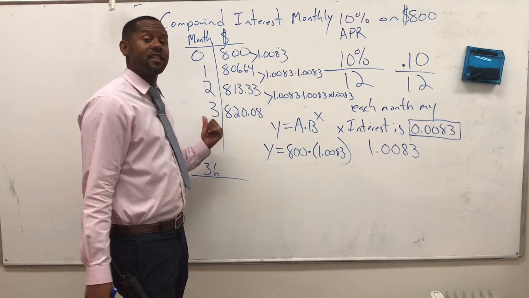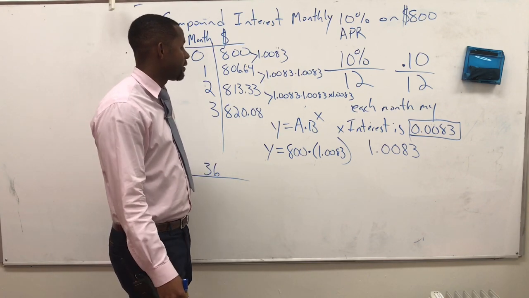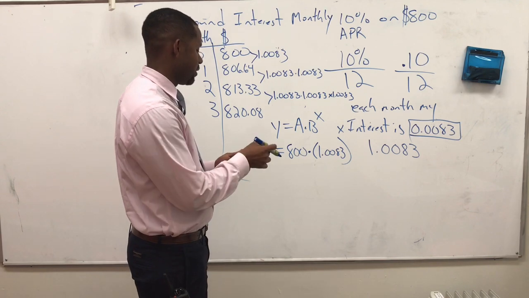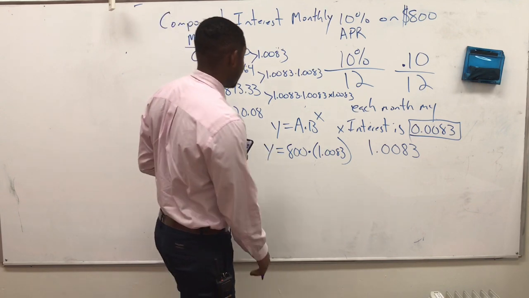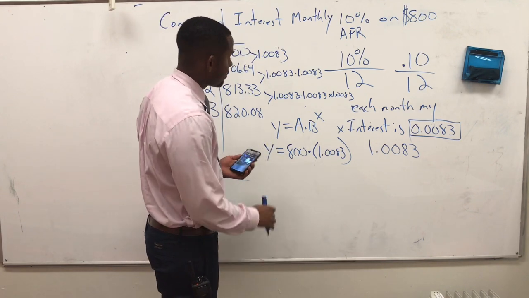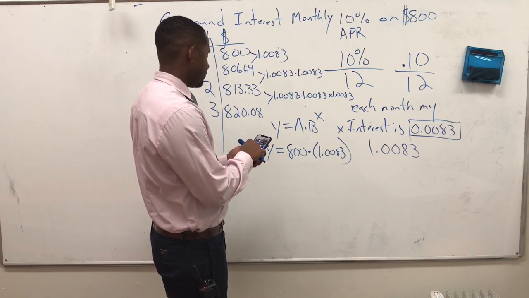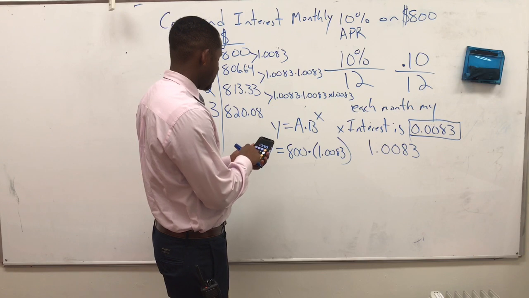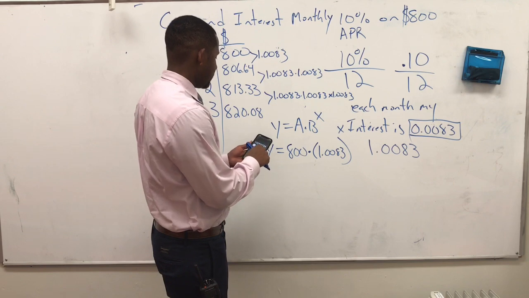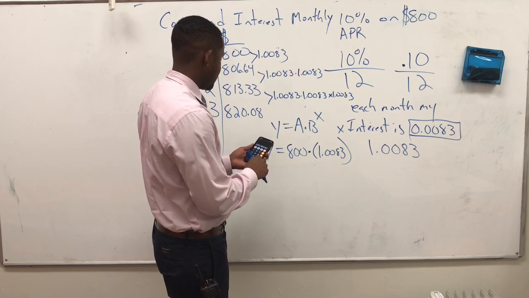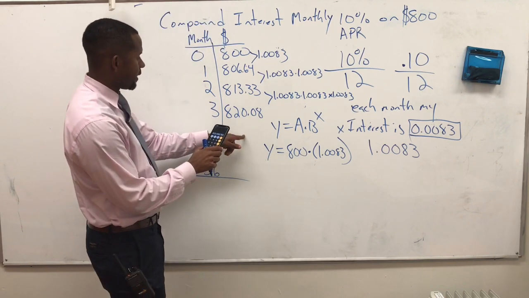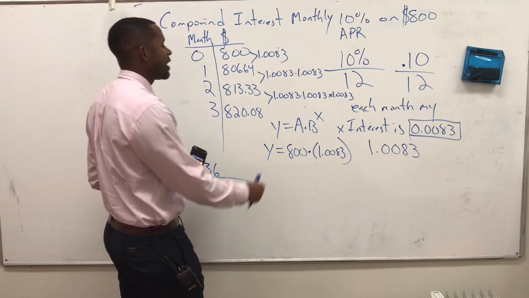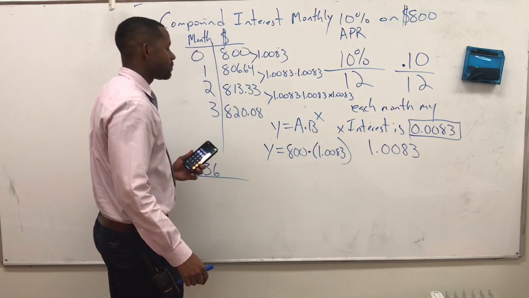Let me just check this again to make sure it works. So I'm going to plug in 3 there to make sure it's all good. I'm pretty sure that it works though, so you should be sure that it works too. Well, let's see here. 1.0083 to the third power times 800 equals 820.08. Boom. I'm in good shape. I think this works.